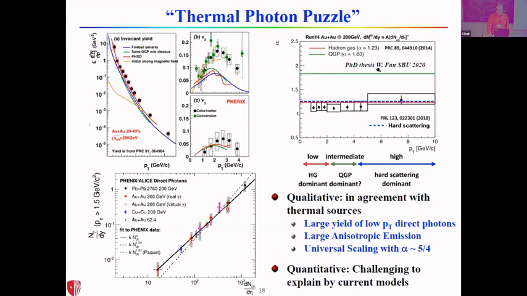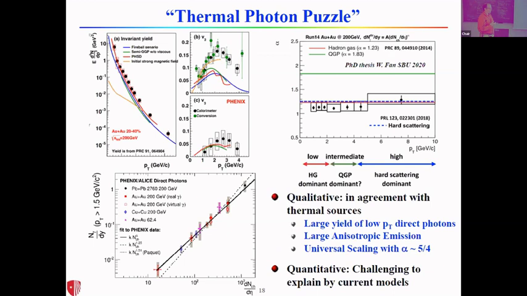Where I had started off, there is still this thermal photon puzzle: qualitatively, it looks like our standard picture of a thermal source, but it's quantitatively challenging. So if you look in detail, which we now can with the experimental precision we have, it doesn't quite fit.